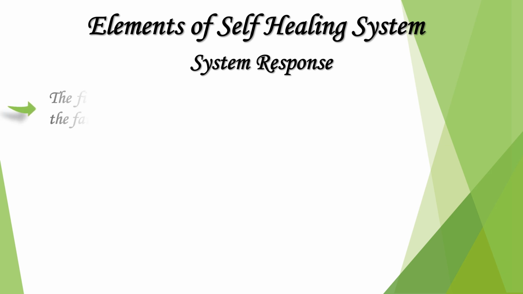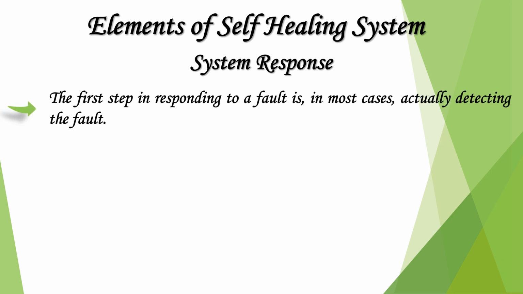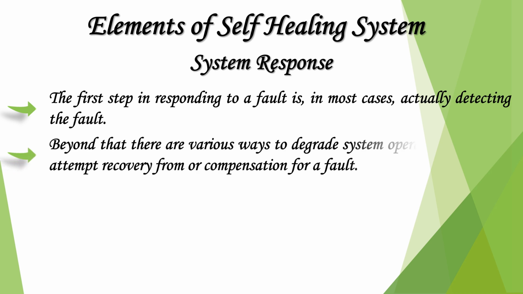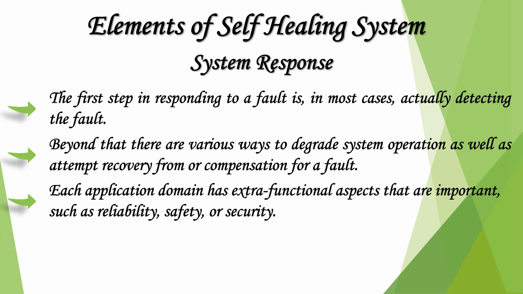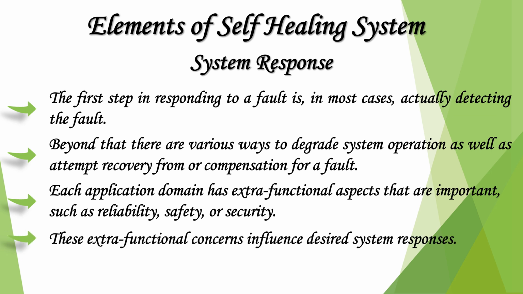System response. The first step in responding to a fault is, in most cases, actually detecting the fault. Beyond that, there are various ways to degrade system operation as well as attempt recovery from or compensation for a fault. Each application domain has extra functional aspects that are important, such as reliability, safety, or security. These extra functional concerns influence desired system responses.